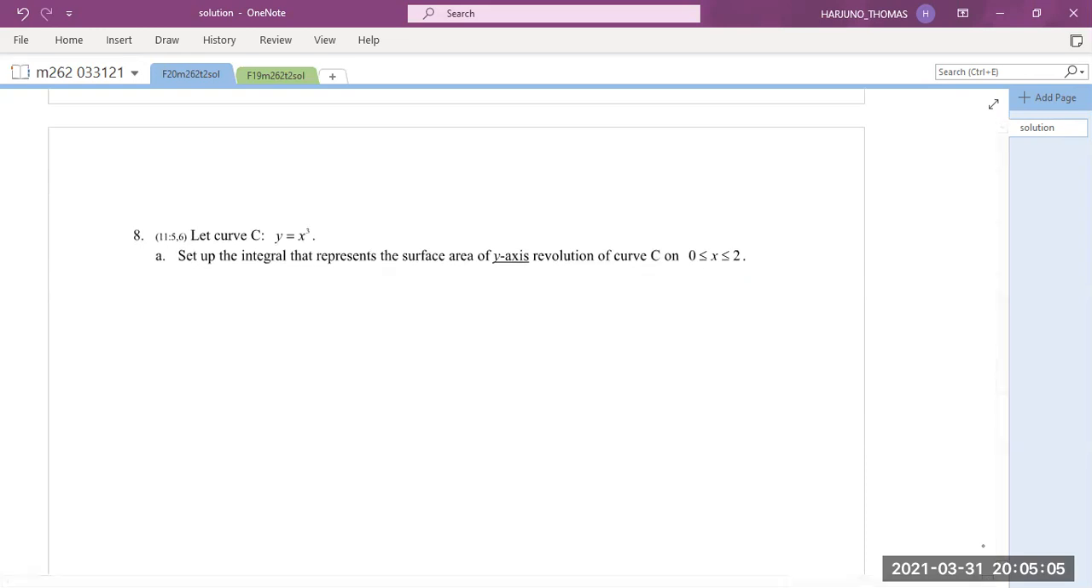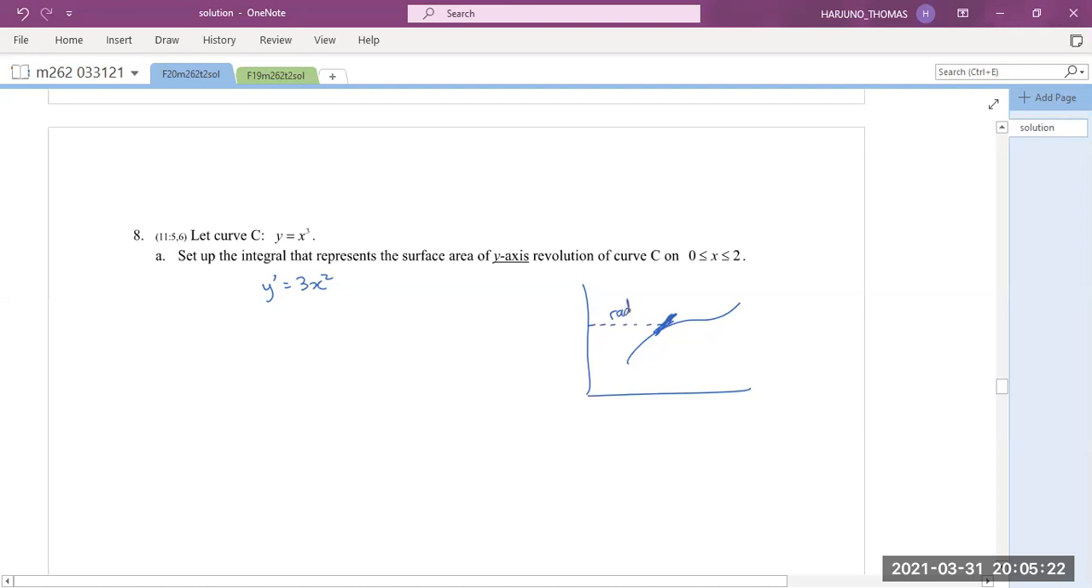around the y-axis. Oh, but the curve is the same, huh? So y prime is still 3x squared. Let's say this is the curve, and this is the ds. But when you go around the y-axis, the radius will be x.